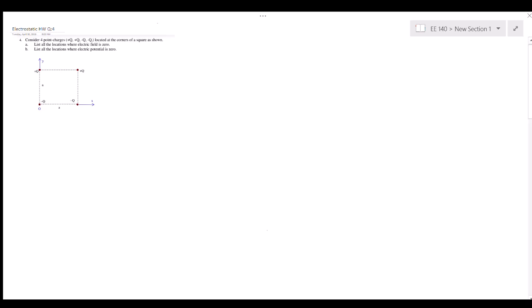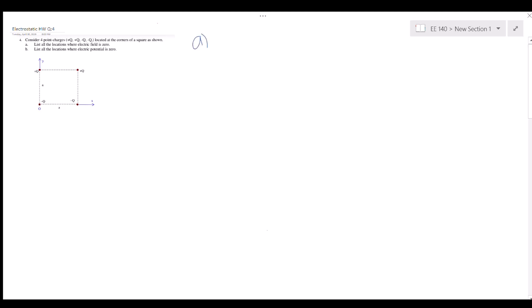Okay, so the question reads, consider 4-point charges located at the corners of a square as shown. A: list all the locations where the E field is 0, and B: list all locations where electric potential is 0. So let's start off with A.